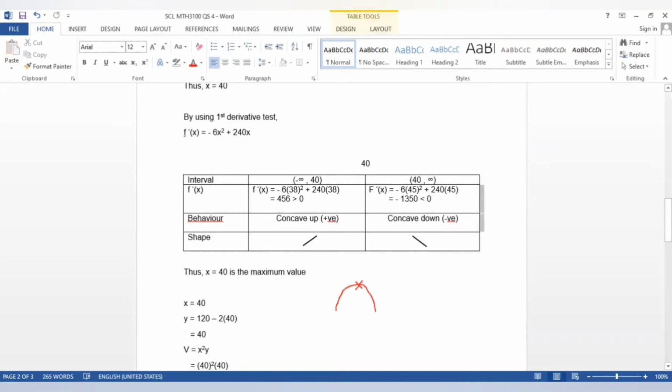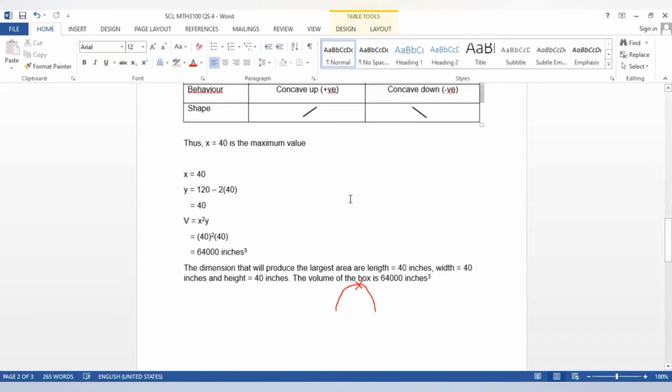Okay, and then we're going to find the y value by using the equation above. So y equal to 120 minus 2x. We substitute the x value here, and then we got 40. And then from the question, they want the volume. So we can substitute the x and y values into the volume equation, V equal to x squared y, and we got here 64,000 inches cubed.